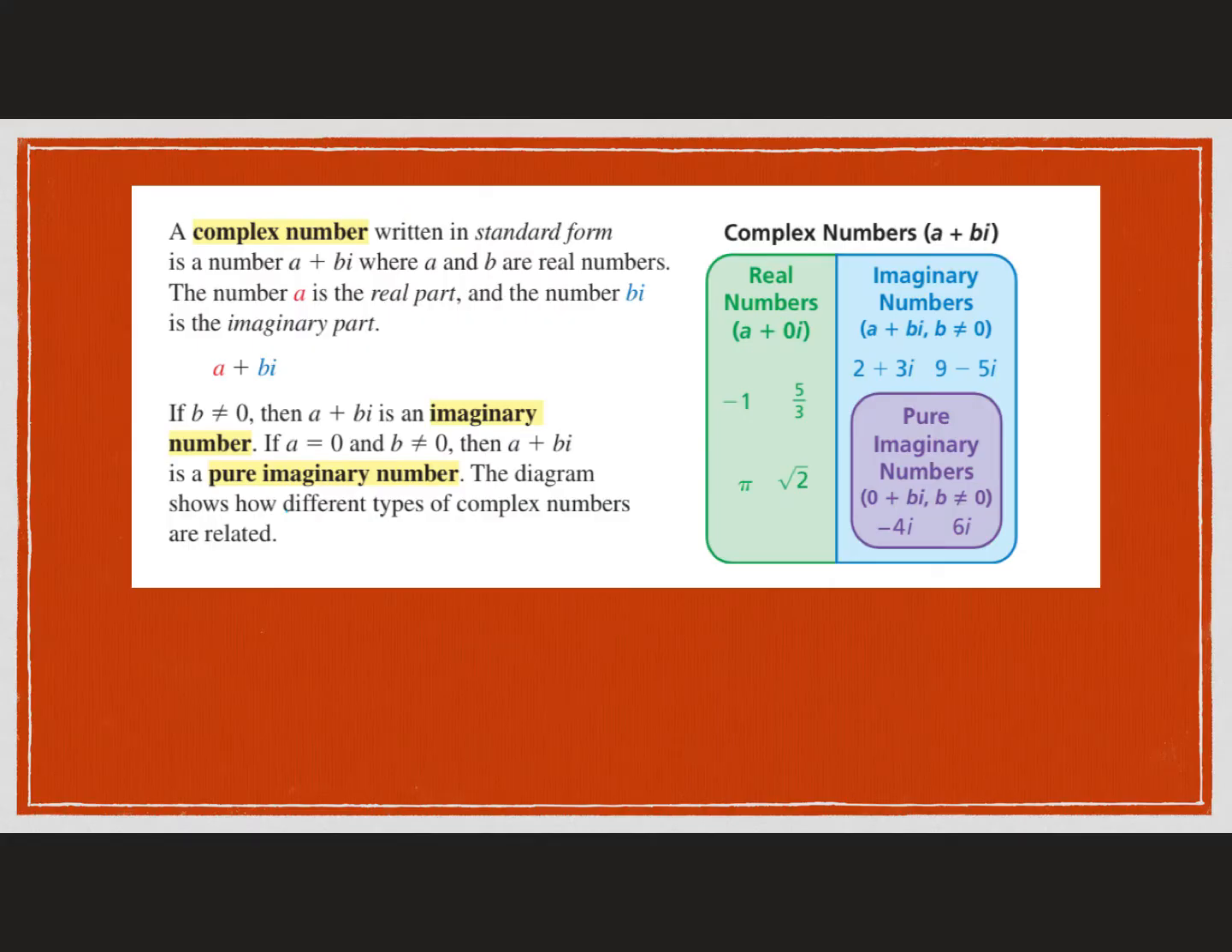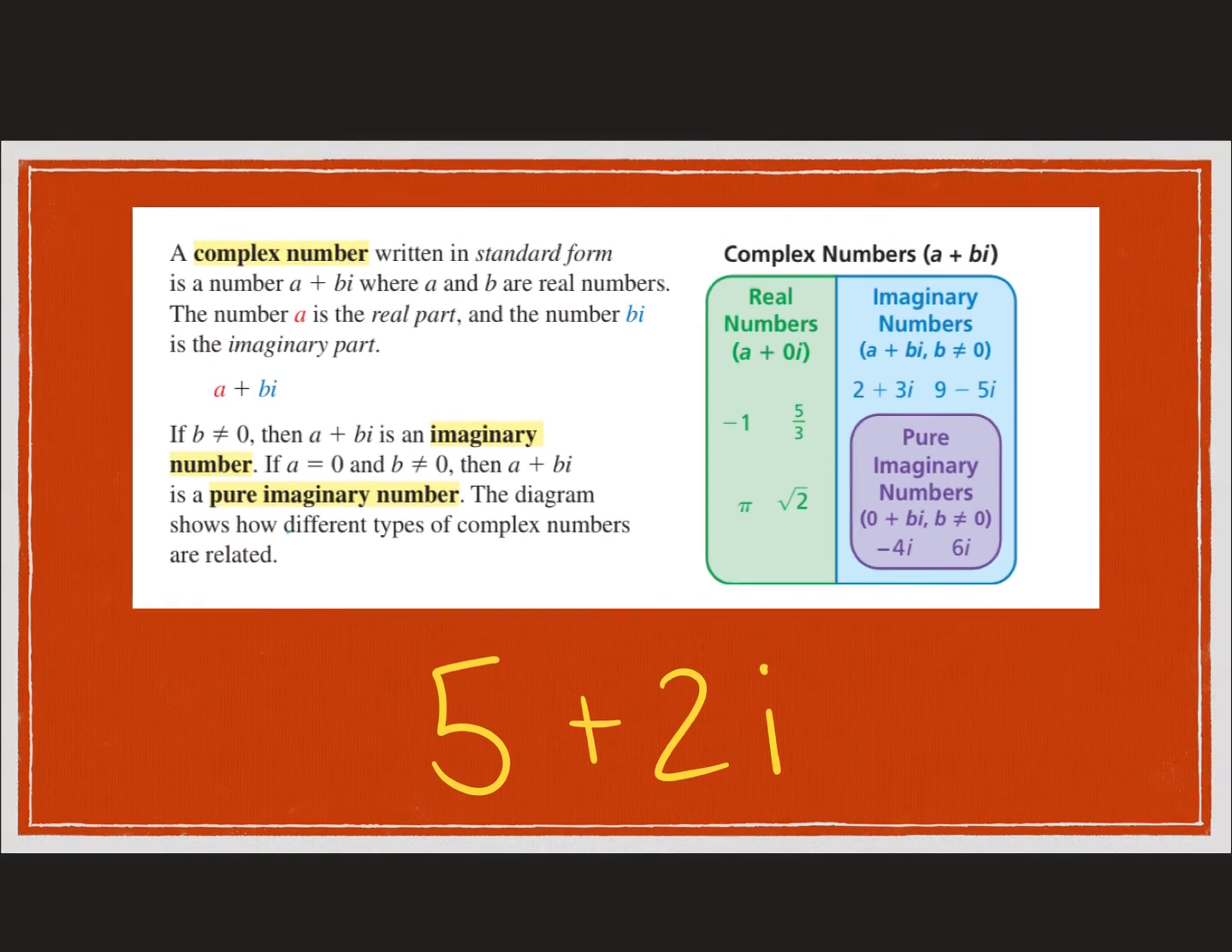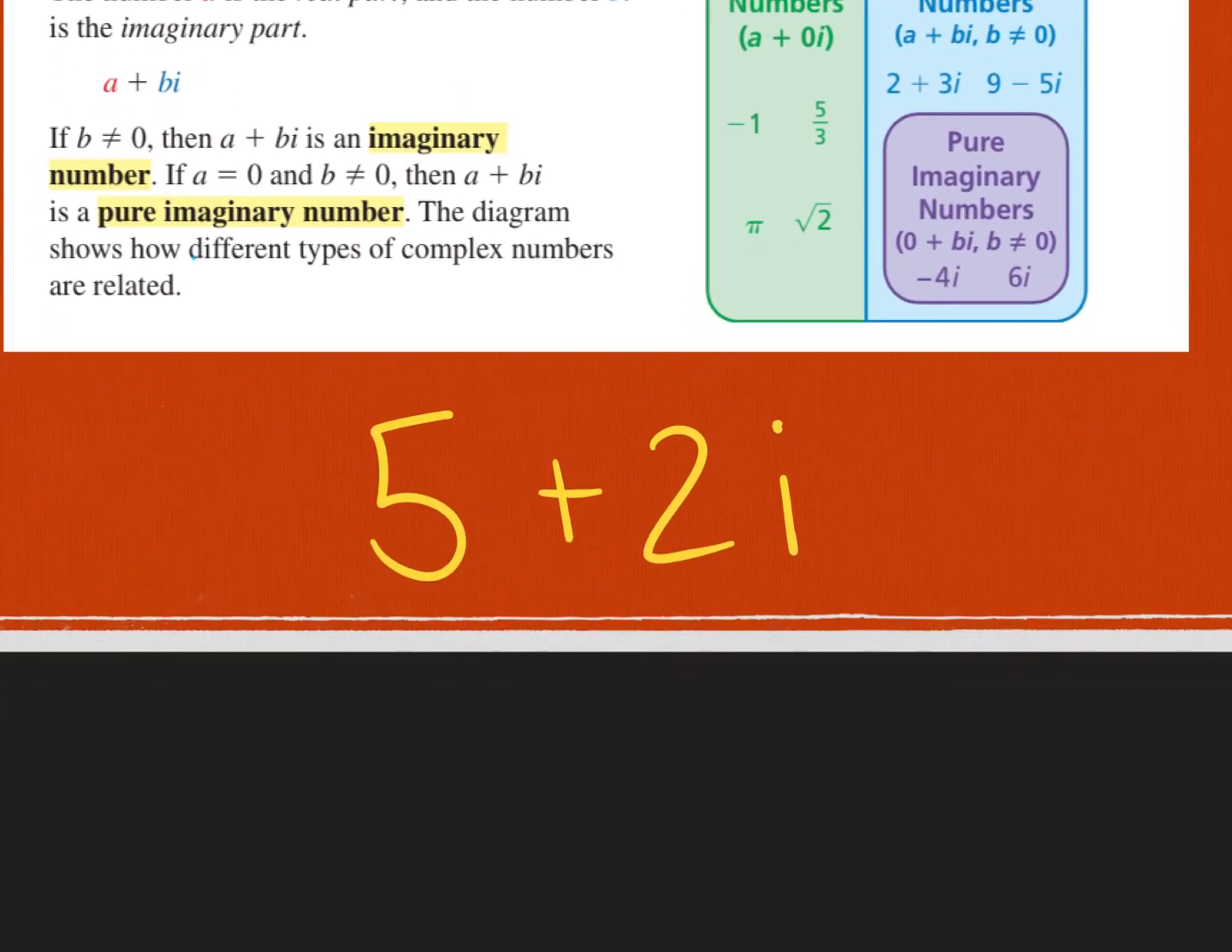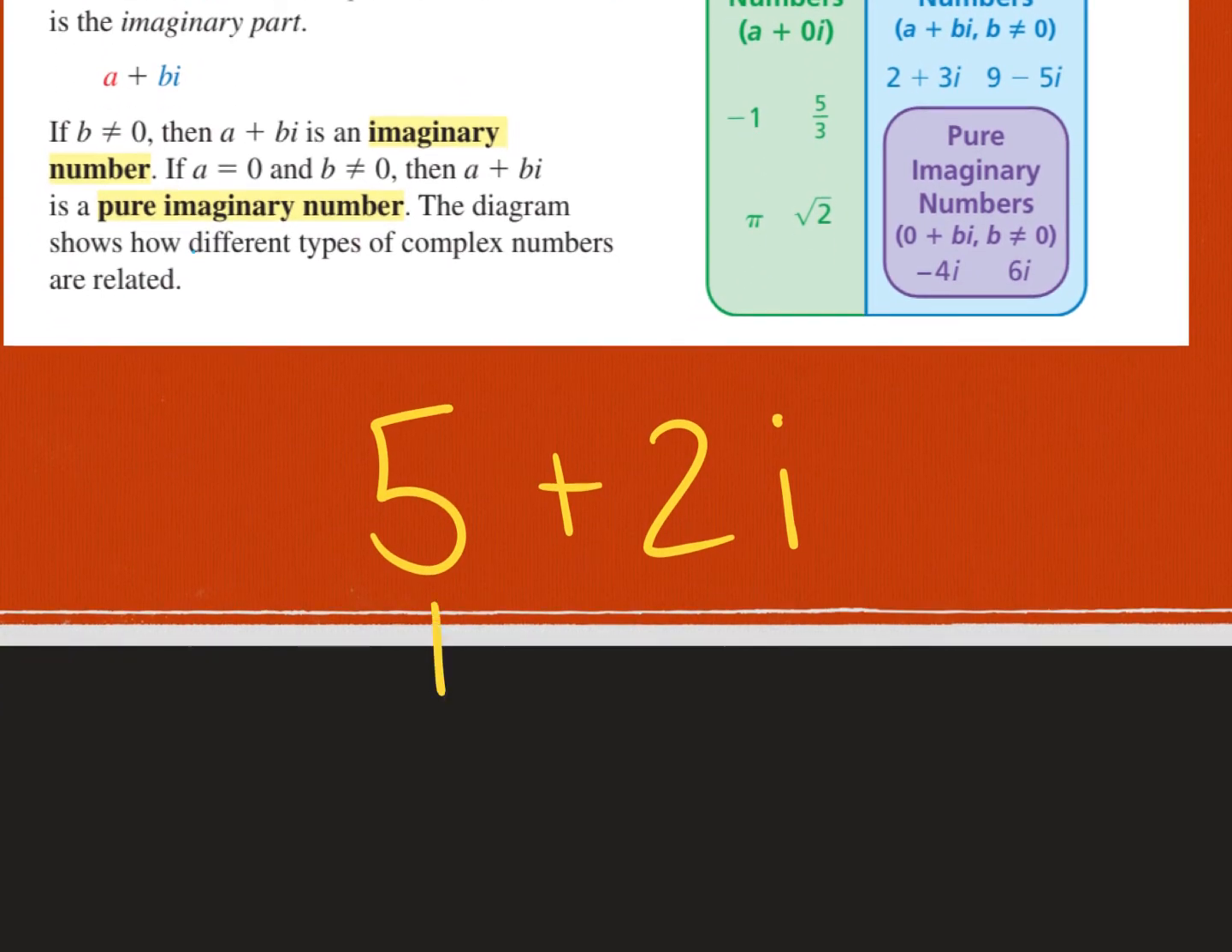All right, so a complex number can have a real part and an imaginary part. Whenever we write a complex number, the real part has to come first. So if I had something like 5 plus 2i, are these like terms? No, one of them has an i and the other one doesn't. So I wouldn't be able to add them together. So I would just leave it like this. But when I write my answer, the real part has to come first and the imaginary part comes second.